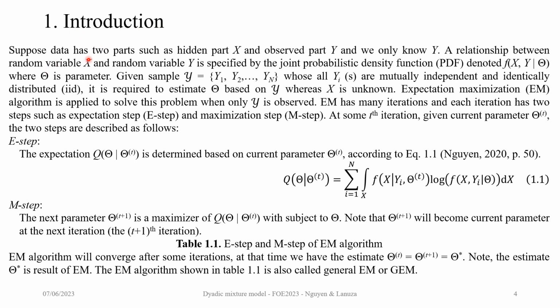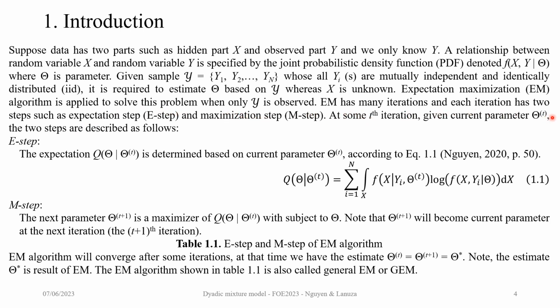Section 1, introduction. Suppose the data has two parts, such as a hidden part S and an observed part Y, and we only know that the relationship between random variable S and random variable Y is specified by the joint probability density function PDF, denoted f(S, Y | theta), where theta is a parameter. Given a sample Y whose observations Y_i are mutually independent and identically distributed (IID), it is required to estimate theta based on Y, where S is unknown. The expectation maximization (EM) algorithm is applied to solve this problem when only Y is observed.